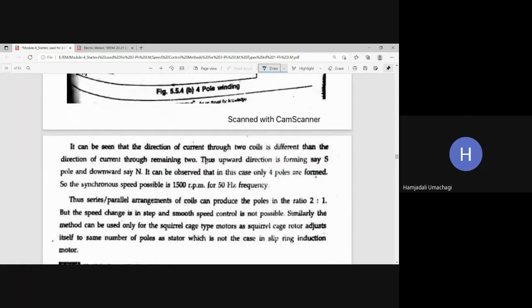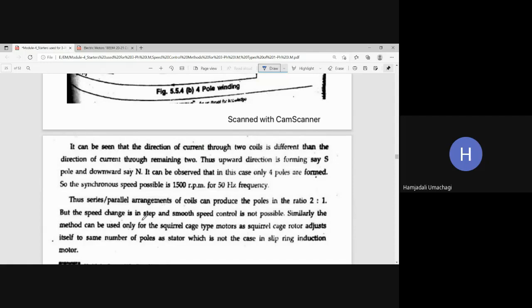So with four poles, the synchronous speed possible is 1500 rpm for 50 hertz frequency. So here we have attained 1500 rpm speed of the induction motor. The series parallel arrangement of coils can produce the poles in the ratio 2:1, but the speed change is in steps, and smooth speed control is not possible. So here we can change the configuration in series parallel arrangement, and poles can be changed in the ratio of 2:1. We can get the speed stepwise, but smooth speed control is not possible. This is the disadvantage.